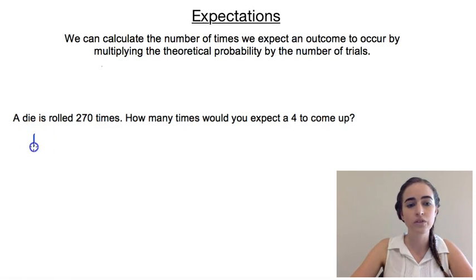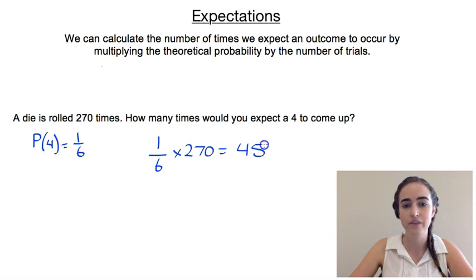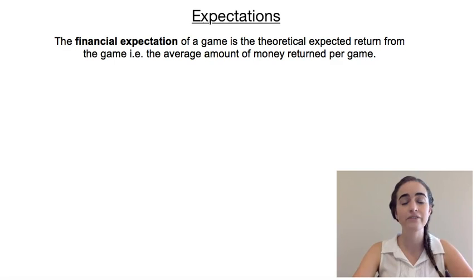We know that the probability of rolling a 4 on a die is 1 in 6. So we can figure out the expectation by going 1 over 6 times 270, and that would give us 45. So we would expect to roll a 4, theoretically, 45 times.